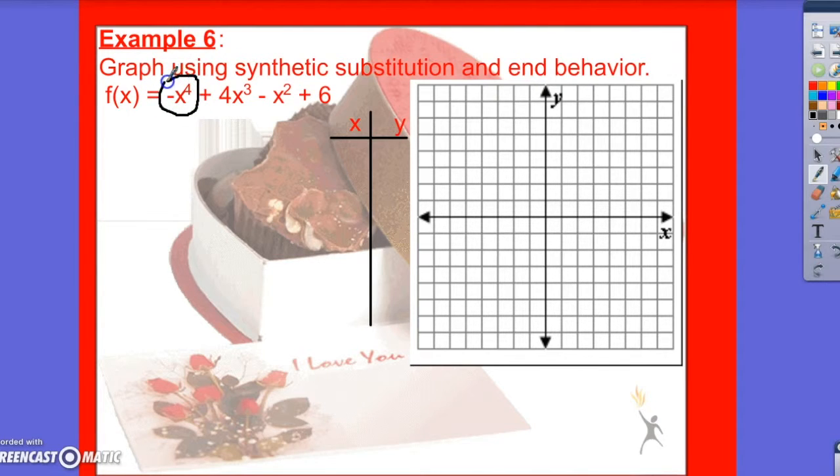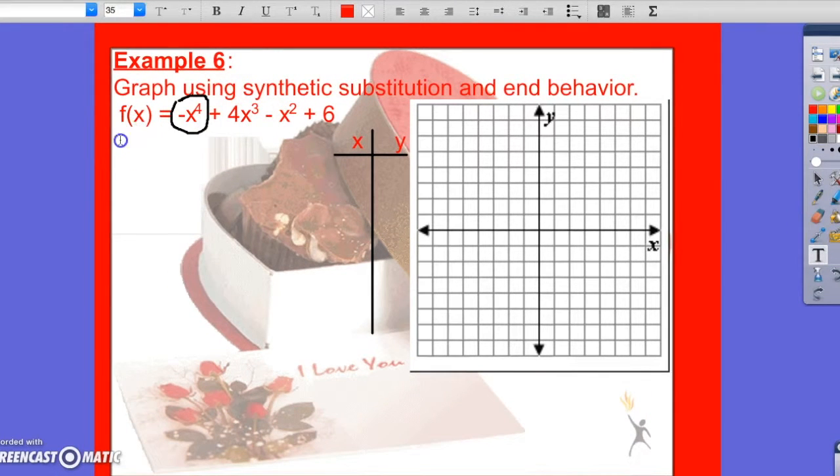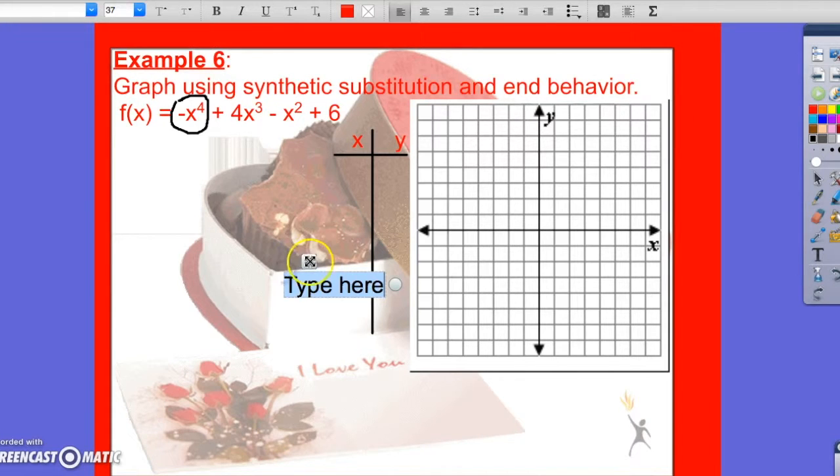And we're going to use end behavior with this piece here, right? Because it goes 4, 3, 2, none. It's in standard form. The 4 is the highest one. So let's see what we get for our degree here. Our degree is 4, right? 4 is even. The leading coefficient is -1, so it's negative.